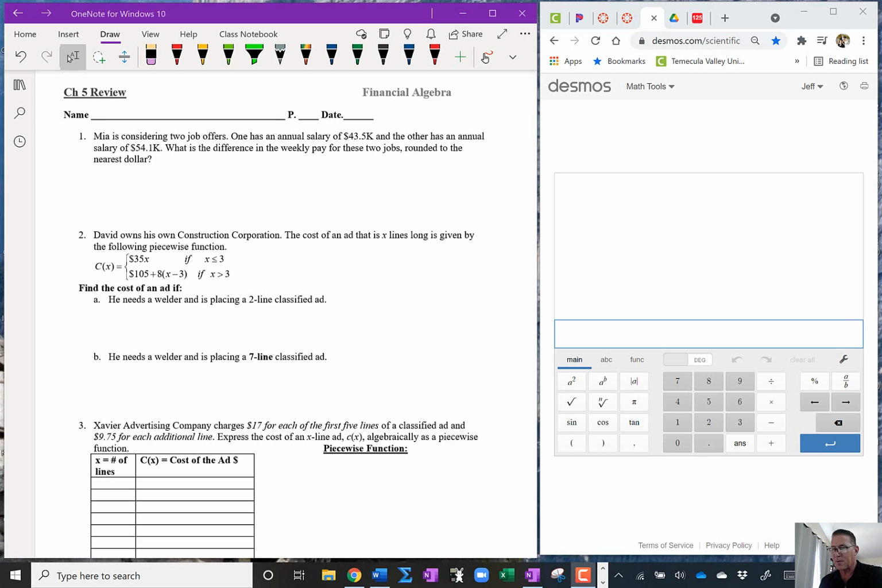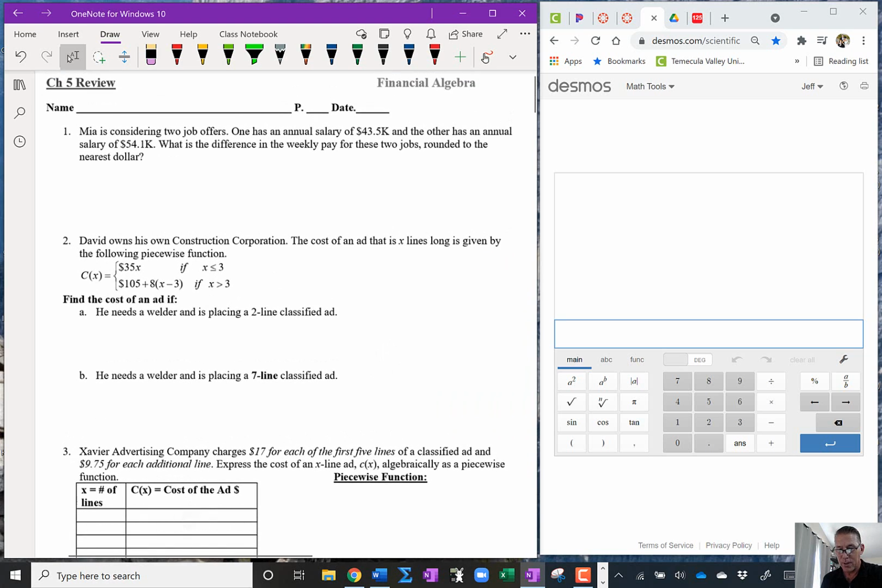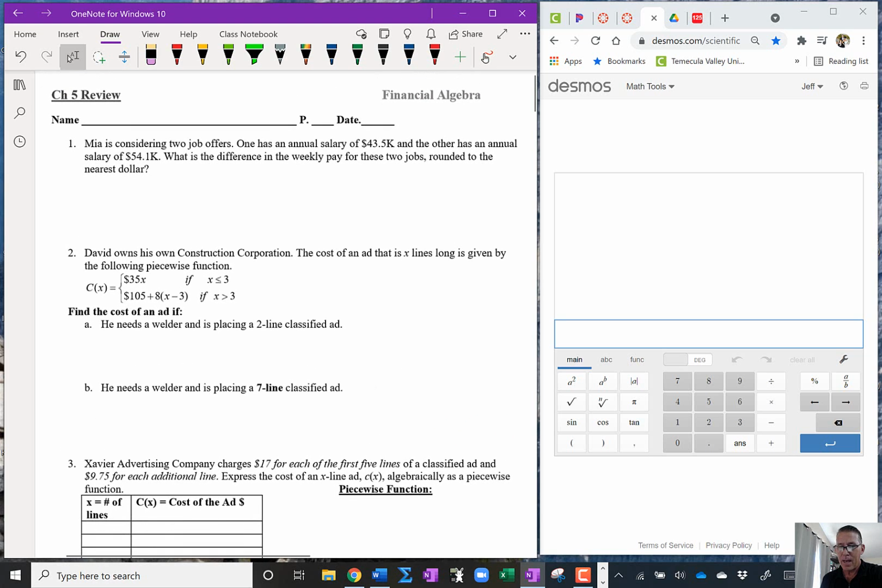I'm going to use Desmos off to the right. You'll notice that I'm split screen here. You can use a TI-84, your phone calculator, it doesn't matter. But you've got to participate because you've got to get good. And the only way, in my opinion, to get good is by doing, okay? Watching somebody is one thing, but doing it on your own and getting good at it is another thing.